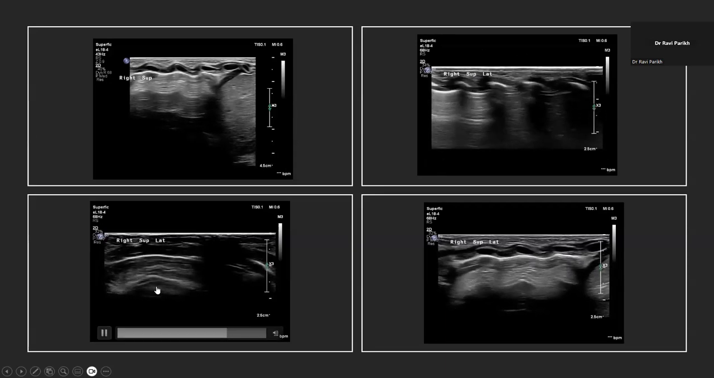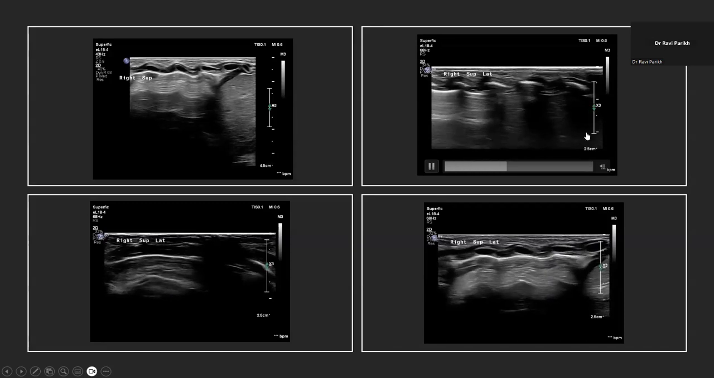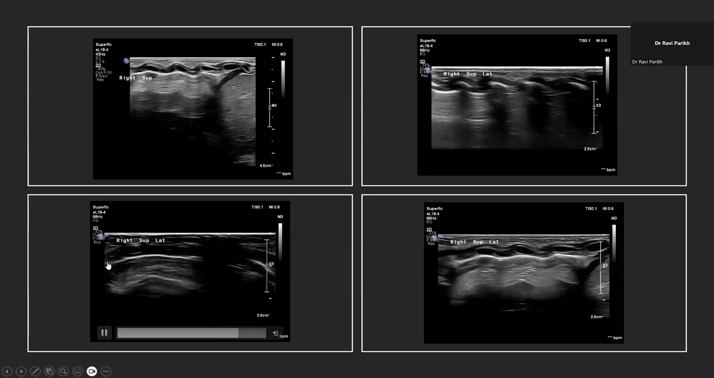Again, you're going to use M mode. But like I said, M mode showed a very nice seashore sign. But if I'm confused, I'll just go into that space. And can you see the sliding there? That's basically each one individual intercostal space. You can see pleural sliding very nicely.